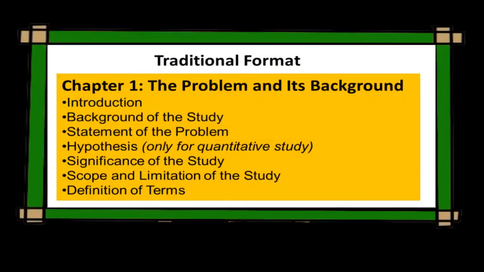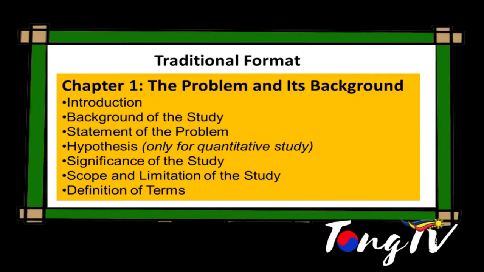So first thing, what are the contents of chapter 1 of the traditional thesis format, or what we call the problem and its background? The following are the contents. Number 1, introduction, background of the study, statement of the problem, hypothesis, significance of the study, scope and limitation, and the definition of terms.